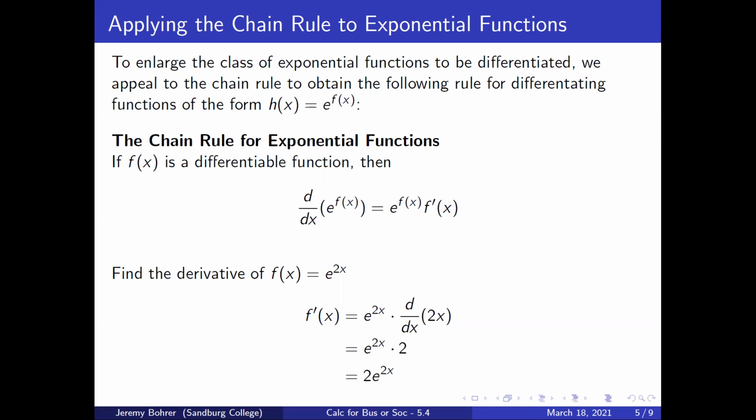Find the derivative of f of x equals e to the 2x. F prime of x equals e to the 2x times the derivative of 2x, which is equal to e to the 2x times 2, which is 2e to the 2x.